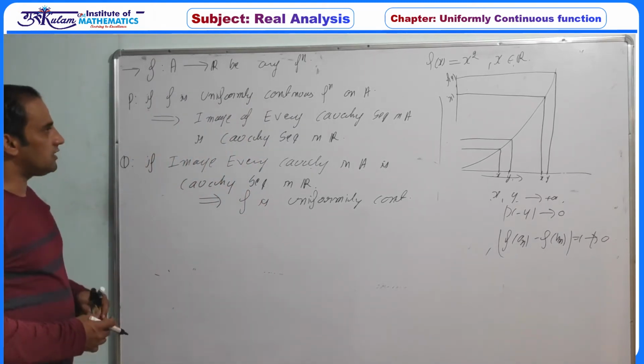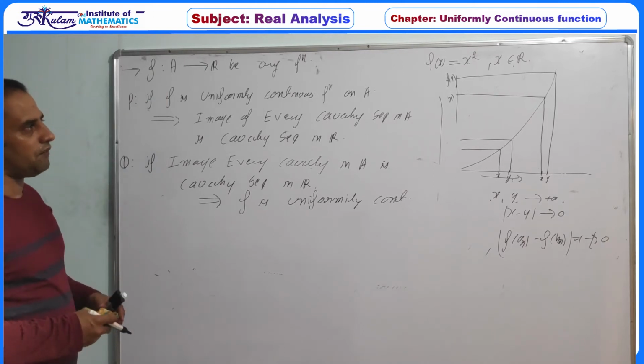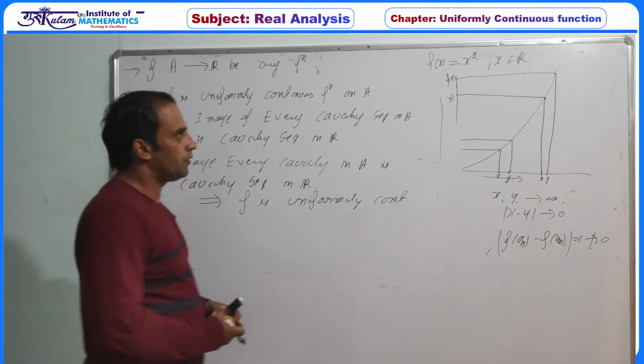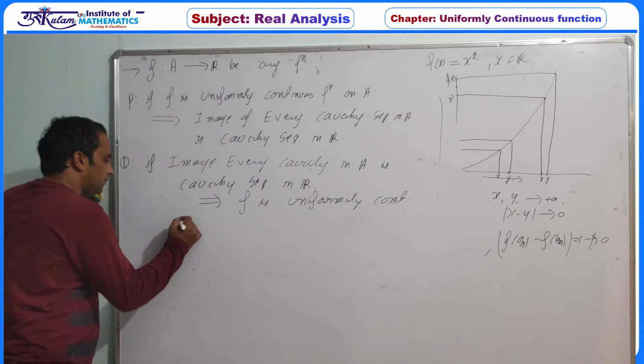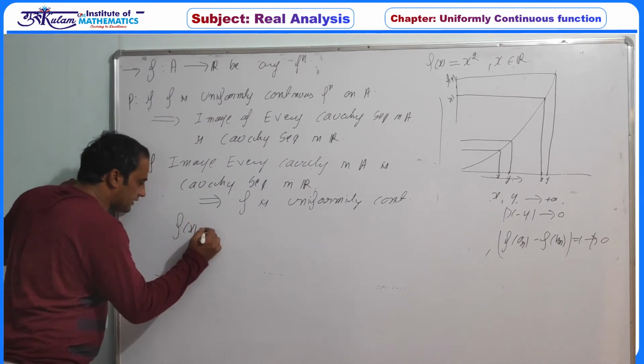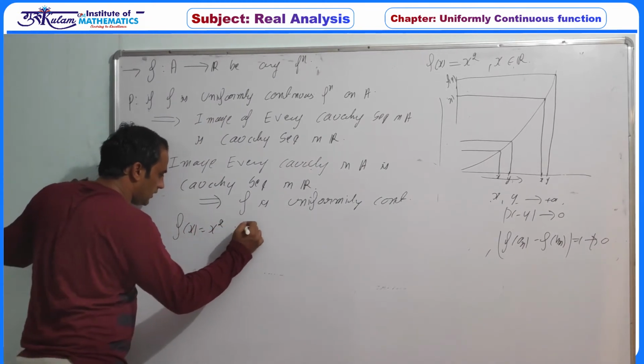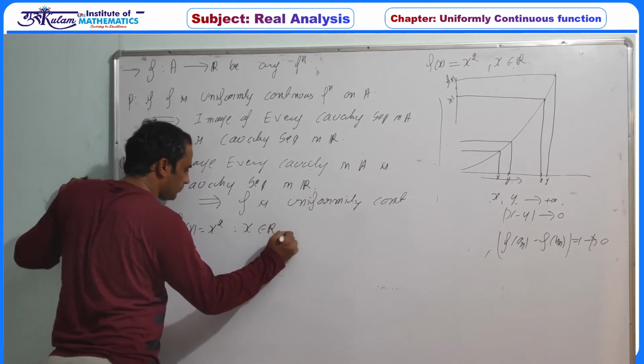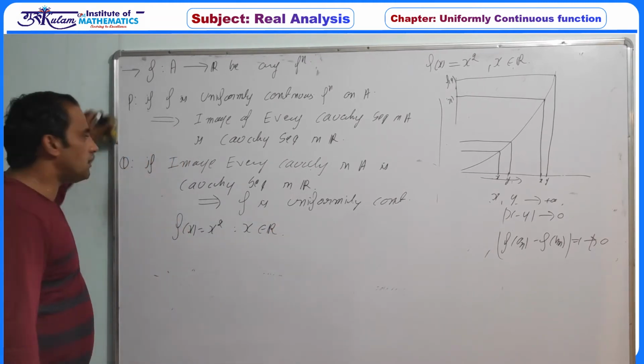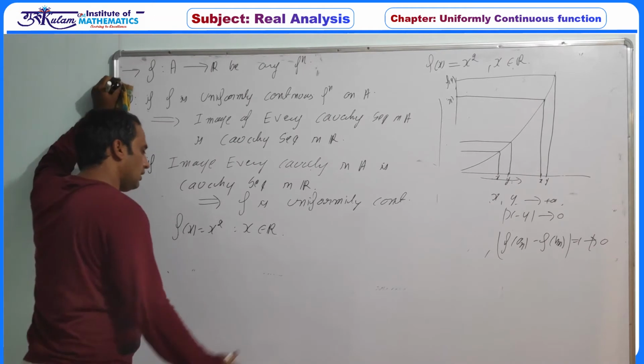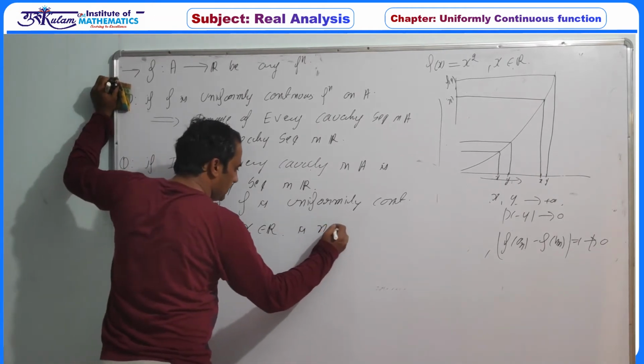So for the second statement, if we take the function f(x) equal to x square, we have already discussed that f(x) is equal to x square with x belonging to the real line, that is, a function defined from R to R, is not uniformly continuous.